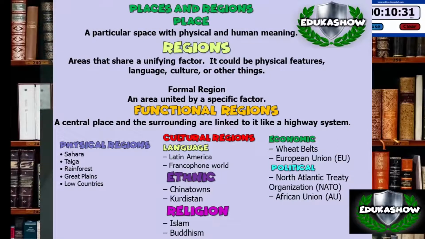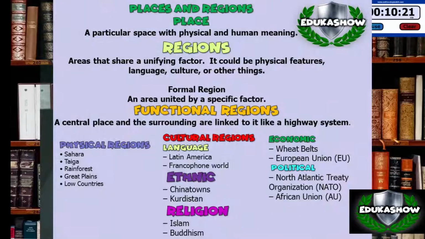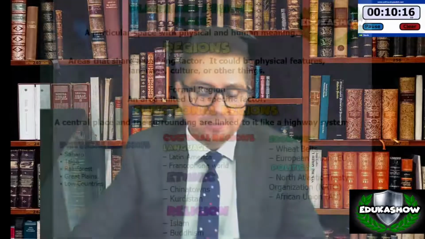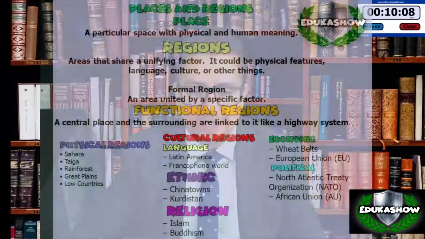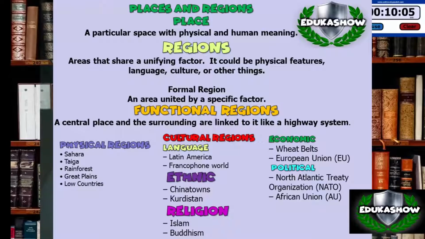So in the case of physical regions, you're going to find, for example, the Sahara, taiga, rainforest, Great Plains, low countries. In the case of language, you're going to find Latin America and the Francophone world, for example. Ethnic, Chinatowns, Kurdistan. Religion, a couple of examples, Islam and Buddhism. Economic, wheat belts, European Union. And in the case of political organizations or functional regions, you're going to find, for example, the North Atlantic Treaty Organization, which is NATO. And you've got, of course, the African Union, for example.